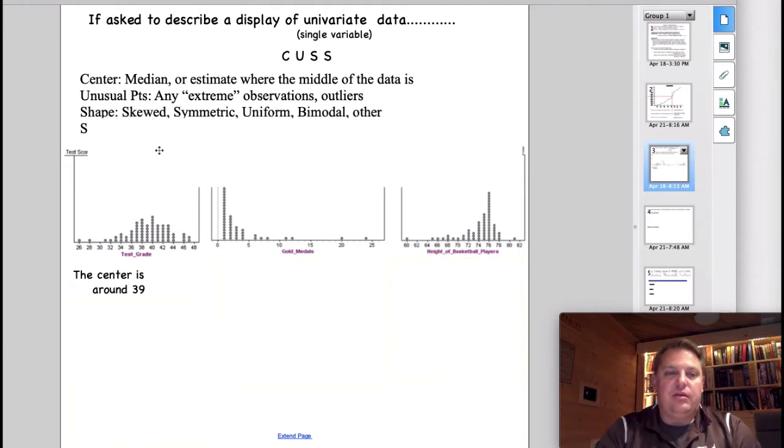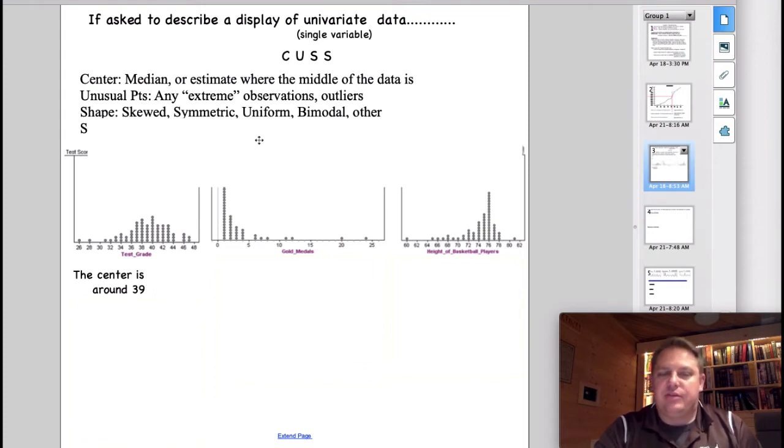Shape, generally the 3 most common we're going to see are skew left, skew right, or symmetric. But if you had other things going on, bimodal means that it has 2 peaks. Uniform would mean that all of your data bars or stacks of points are the same height.